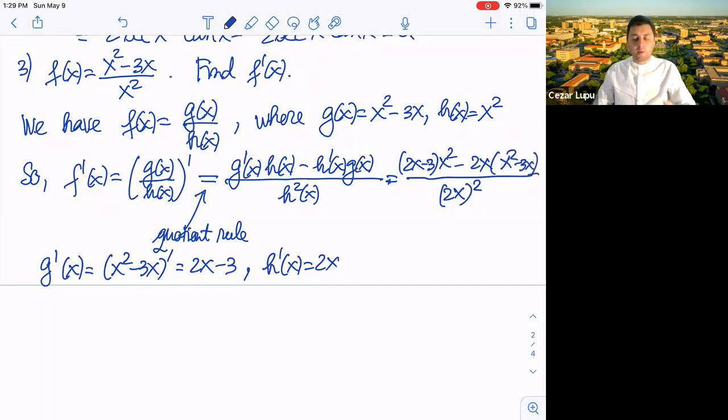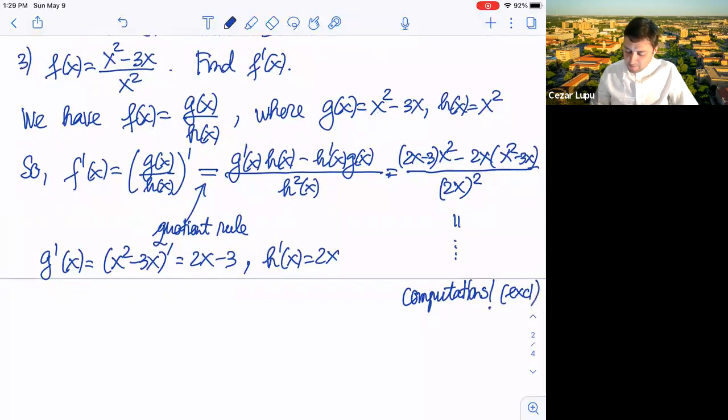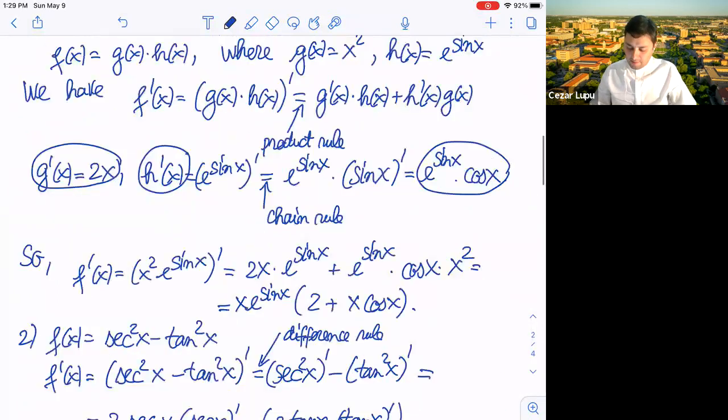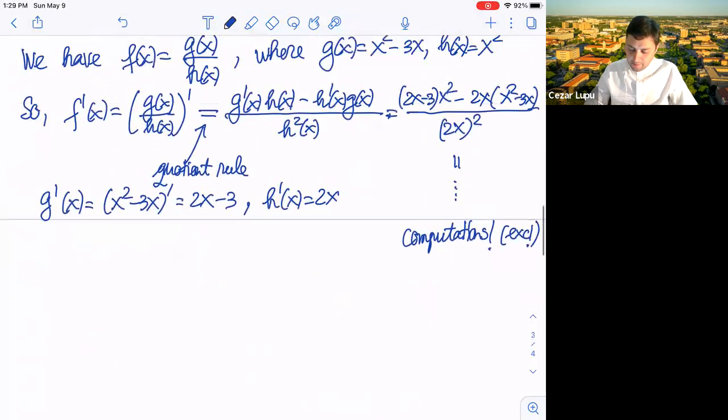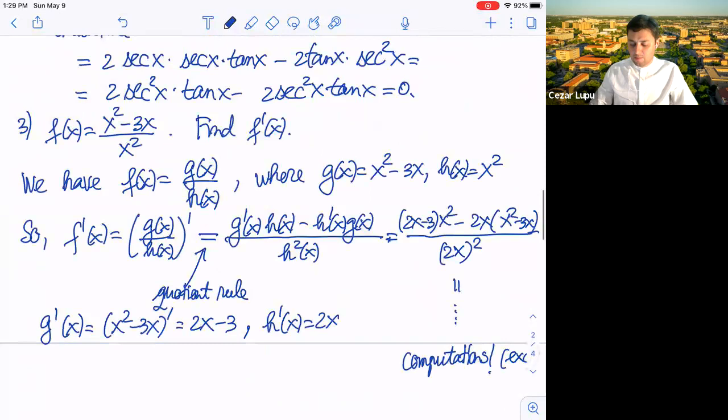And I will invite you to do the computations here. Good luck with that. I'll leave them to you as an exercise. So exercise for you. Ouch, sorry about that. All right. So that would be the derivative, whatever this is.